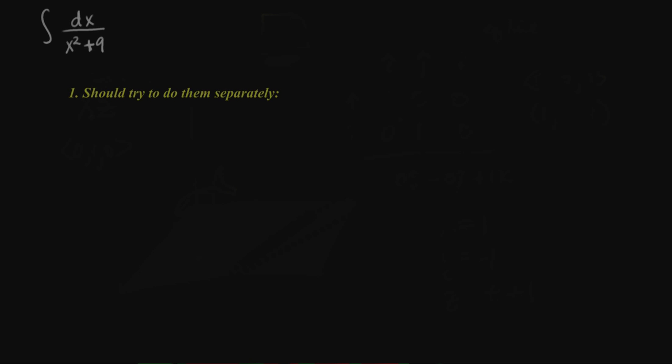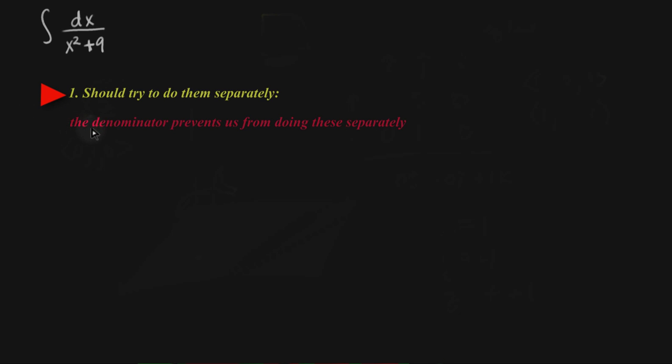The first one is you should try to do them separately. If they were just added or subtracted in the numerator, you could do the integral of x squared then plus 9. But you can't in this case because they're in the denominator. The denominator prevents us from doing these separately. They need to be in the numerator, without this thing that groups them together.